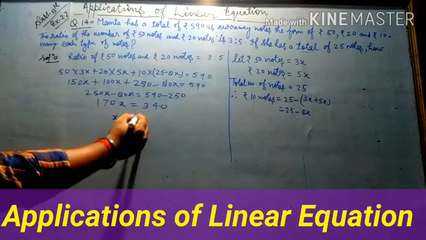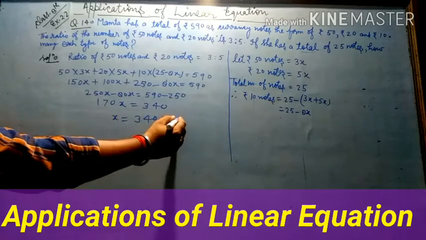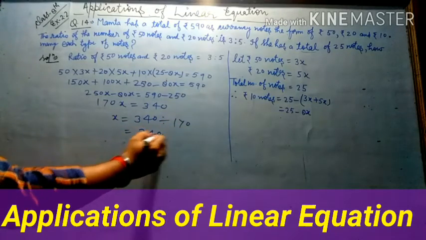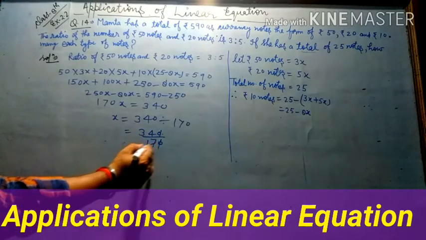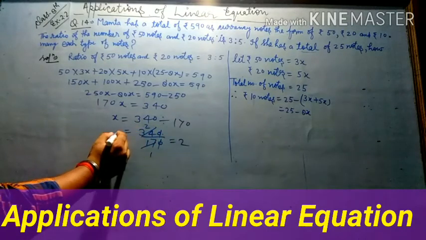170x is equal to 340. We will divide to the other side, means 340 upon 170. The 0s cancel. 17 times 1 is 17, 17 times 2 is 34. x is equal to 2.